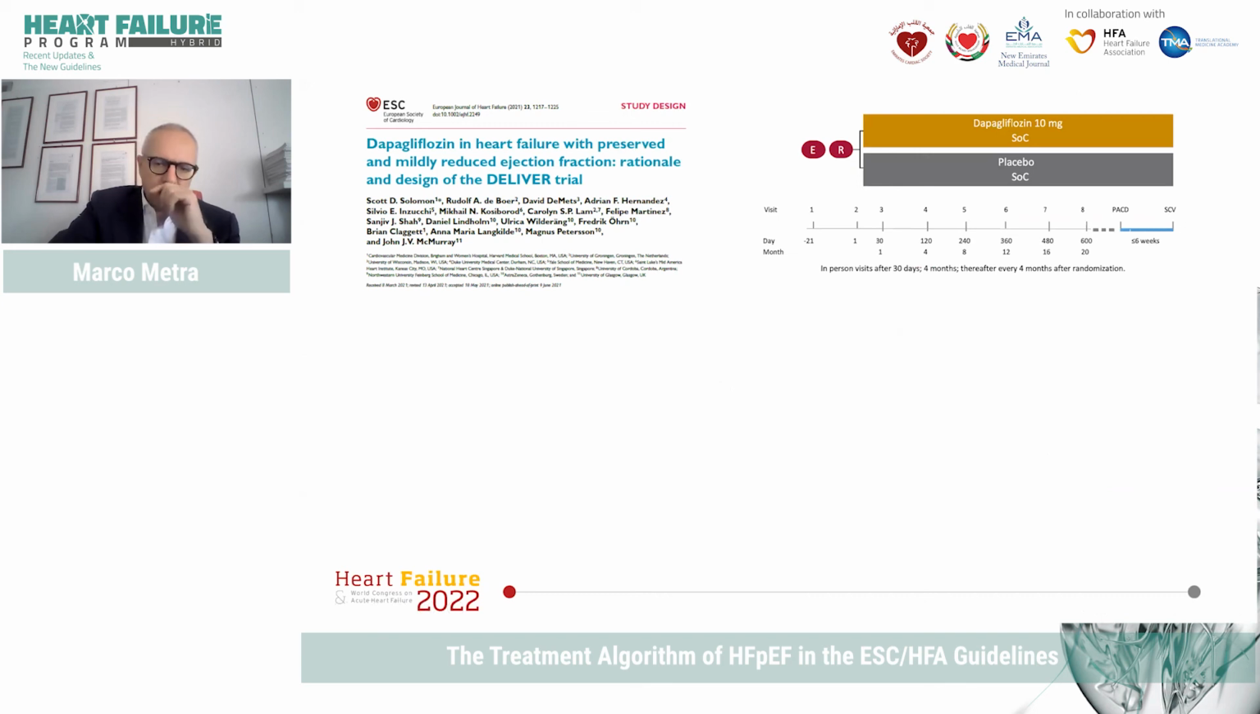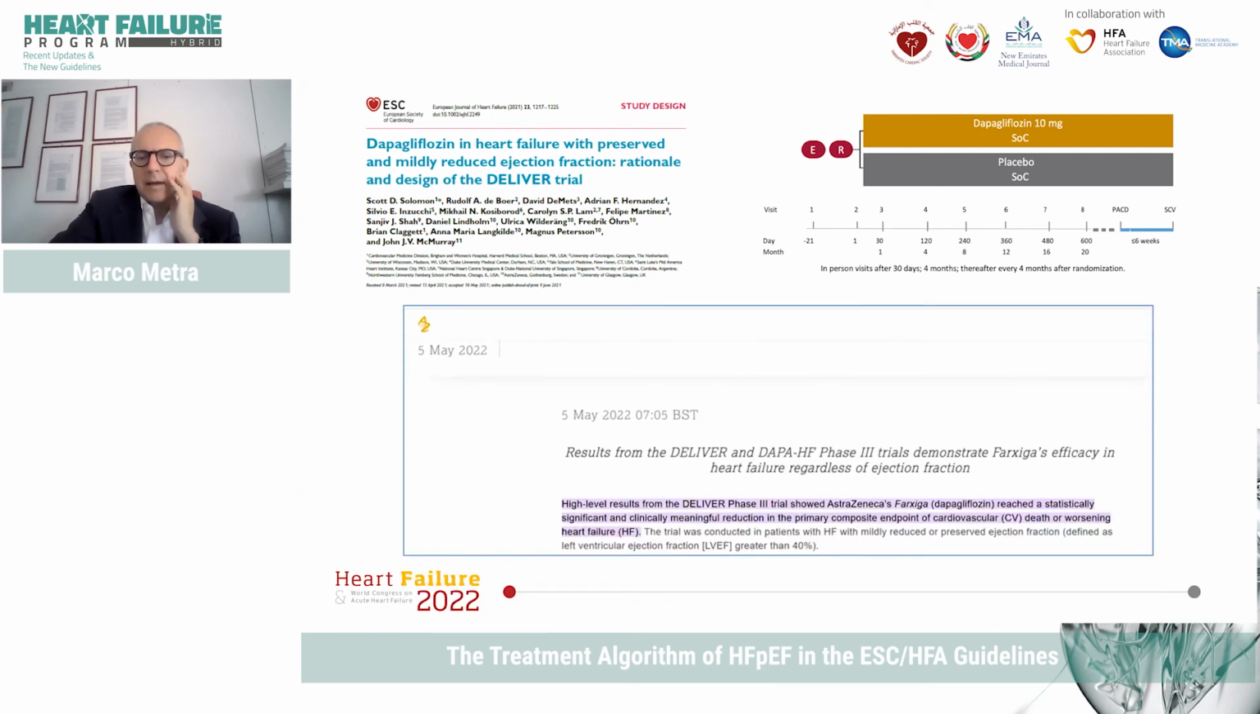And of course, we have the DELIVER trial, which was an outcome trial. And we know that we had a press release on May the 5th, stating that the drug was significant on the primary outcome. And we will see the full results during the ESC meeting.